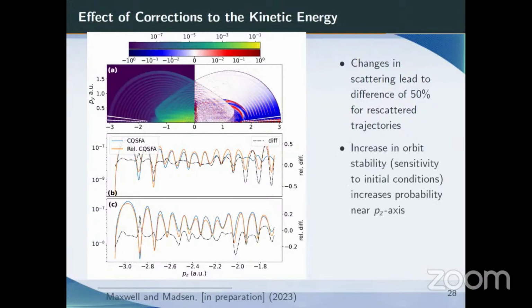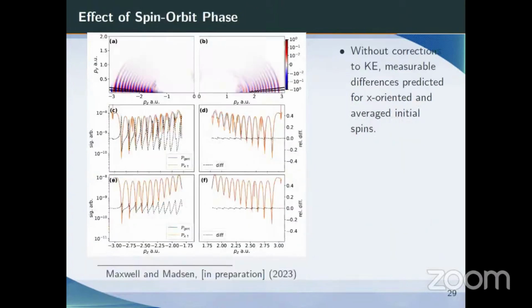And we can just explain this by a reduction in the sensitivity of the trajectories to the initial conditions. Whereas when you go slightly further away from the axis, the situation actually reverses, so that you get slightly diminished probability. And this is actually when you don't have backscattering, you get an increase in the sensitivity of initial conditions. And finally, I just want to isolate the effect of the spin orbit phase.